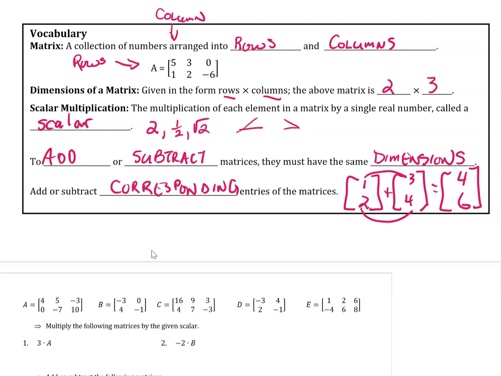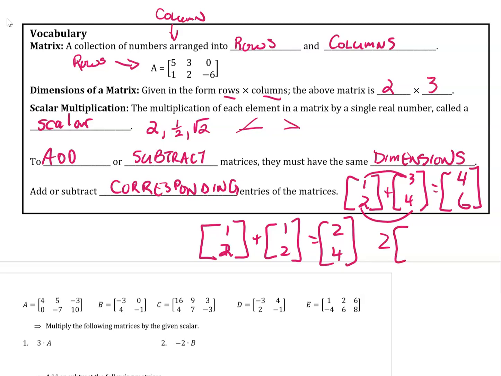When you think about a scalar, what does it mean to multiply something times 2? It would mean the same as adding it to itself. So no difference between adding it to itself or just doing 2 times the matrix 1 over 2, which would also give us 2 over 4.